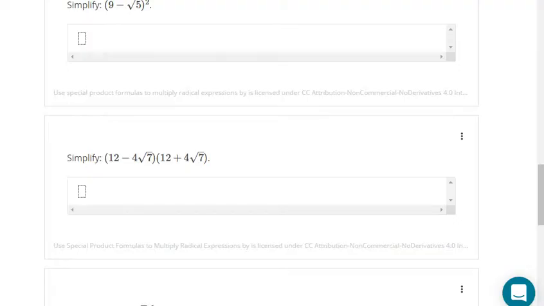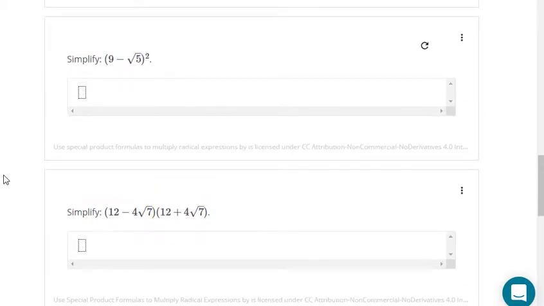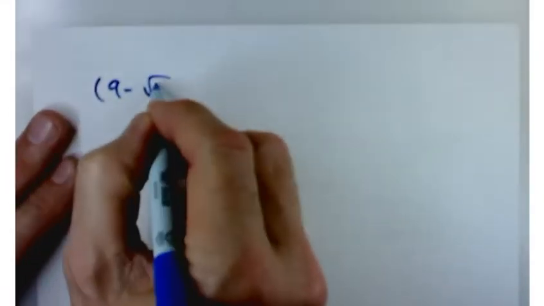Let's try some more here. And for this, I'm going to go right out of Newton itself, just to make sure that we're doing problems like you're going to get in Newton. And we're going to start with this one, the square root of 9. There's 9 minus the square root of 5, quantity squared. So let me switch back to live action over here. And it's going to be 9 minus square root of 5 squared.